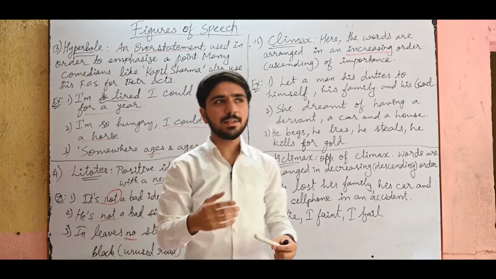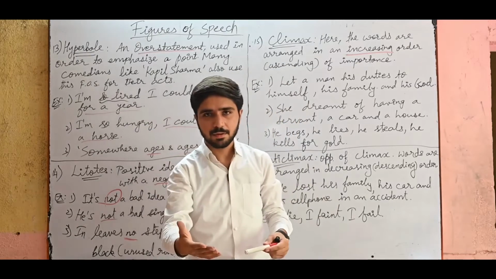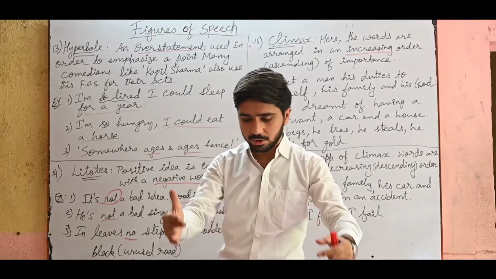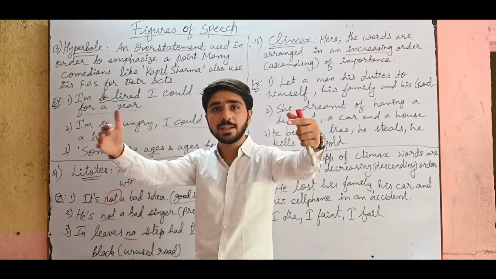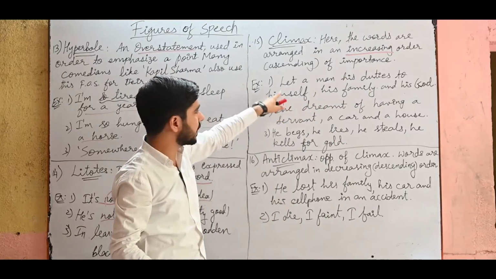For example, I'll just give you a live example, the common example. You talk about the class, or you talk about the bench on which you're sitting. So the bench, then your class, and then comes the school. So that is increasing order of importance. See, now you will understand better.